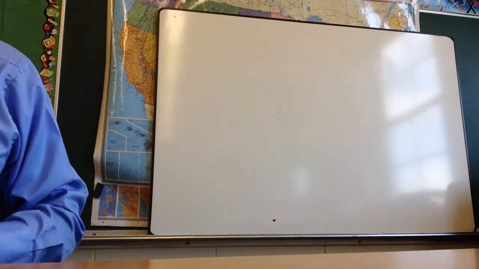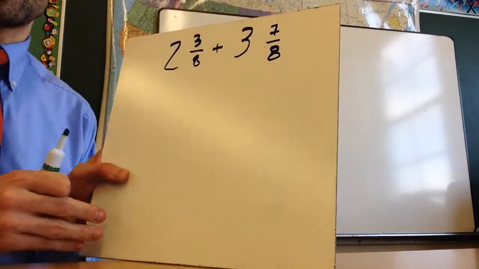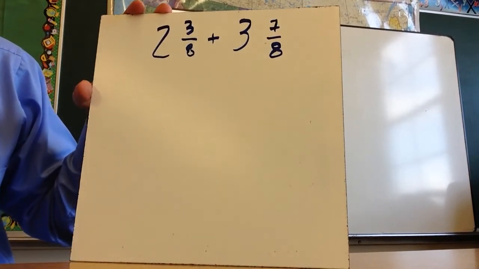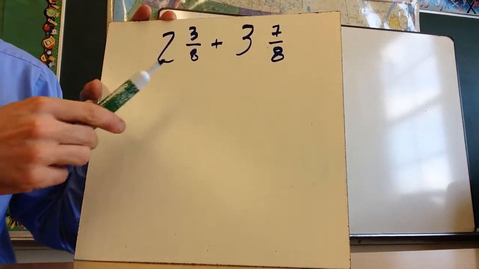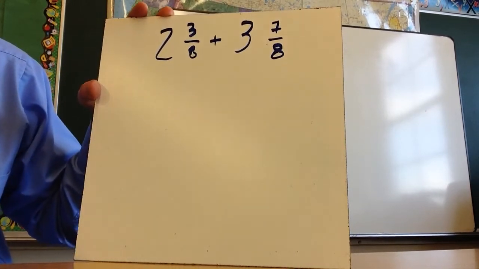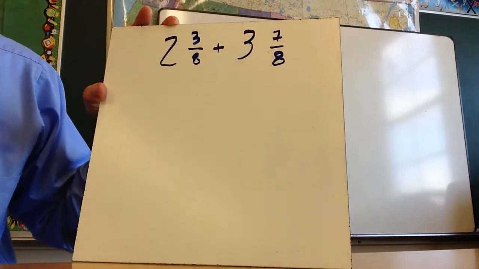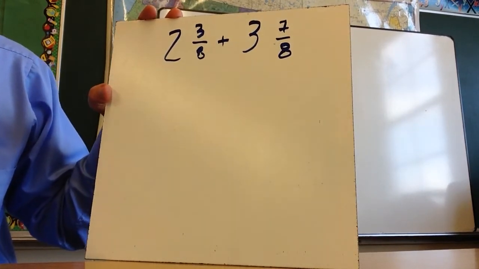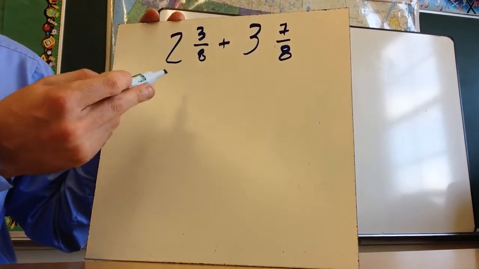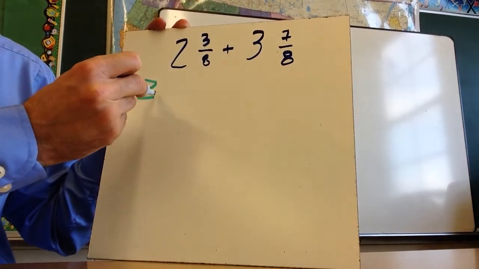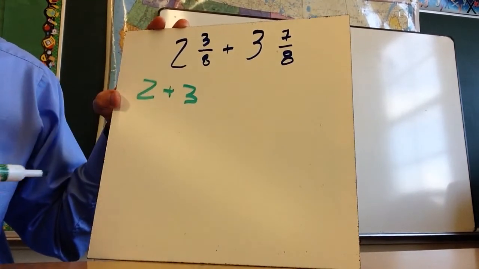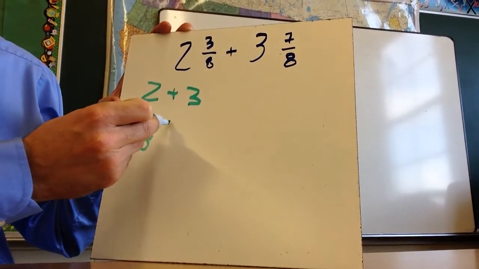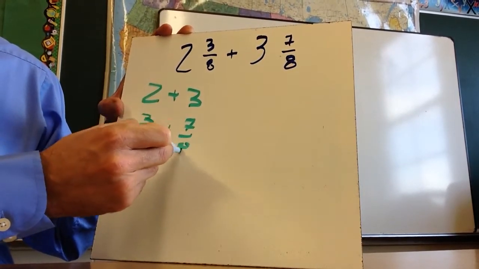Alright, well now what happens when we do mixed numbers? So there are a couple of ways to solve mixed numbers, and one way that you've probably been taught in the past is to change this into an improper fraction and then go from there. But I'm going to show you a bit of a shortcut, one that I really want you to start to try to use and get more comfortable with, and that is I'm going to take the two whole numbers, which are the 2 and the 3, and I'm going to add those together, and then I'm going to take the 3/8 and the 7/8, and I'm going to add those together.